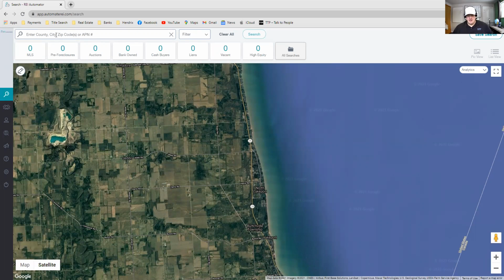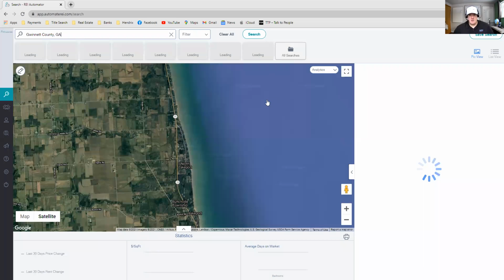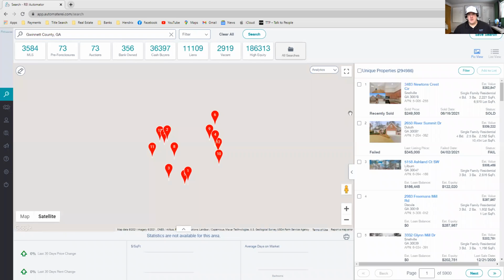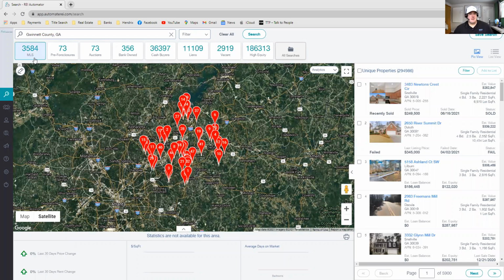So let's go ahead and put in some information. We're going to do Gwinnett County, Georgia. So it's going to give you all the MLS properties, the properties pre-foreclosure, auction properties, bank-owned, cash buyers, liens, vacant, high equity. And these are all your lists.